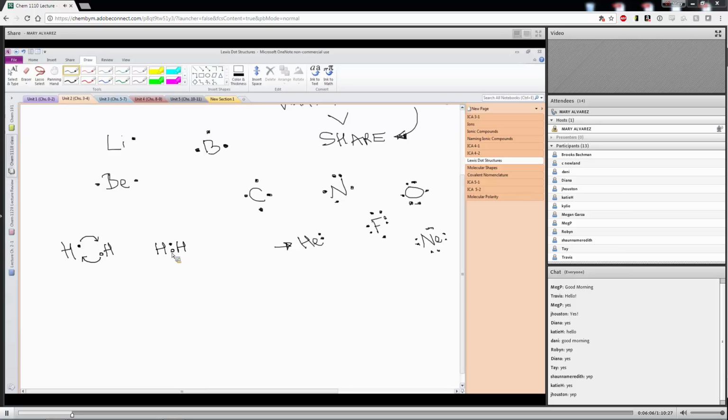So we can each feel like we have a full shell, just like helium, and that is going to make us happy. Everybody see what they did there? Sharing electrons. So at its simplest, we can look at Lewis dot structures as a kind of puzzle where we fit together pieces such that we end up with a full shell on all of our pieces.